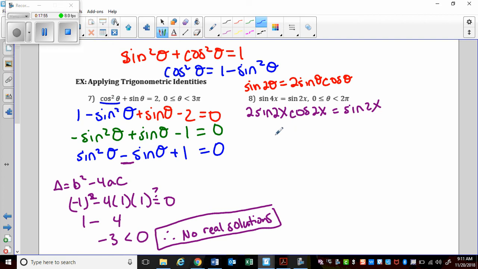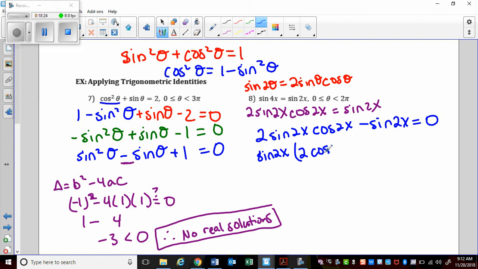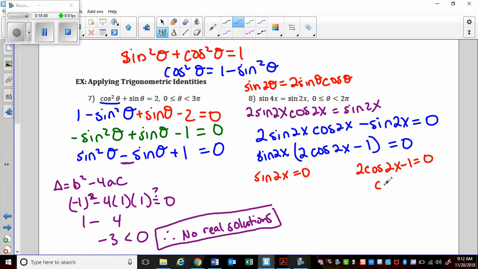Now I can subtract the sine from both sides and get 2 sine of 2x cosine of 2x minus sine of 2x equals 0. And then I can pull out a sine of 2x from both terms. So this is sine of 2x, parentheses, I still have a 2 in here, cosine of 2x minus 1. I still need that 1 for a placeholder. And now I can set each one equal to 0. So I know that sine of 2x equals 0, and then 2 cosine of 2x minus 1 equals 0. If I add the 1 and divide by 2, I get cosine of 2x equals positive 1 over 2. And then sine of 2x is 0.